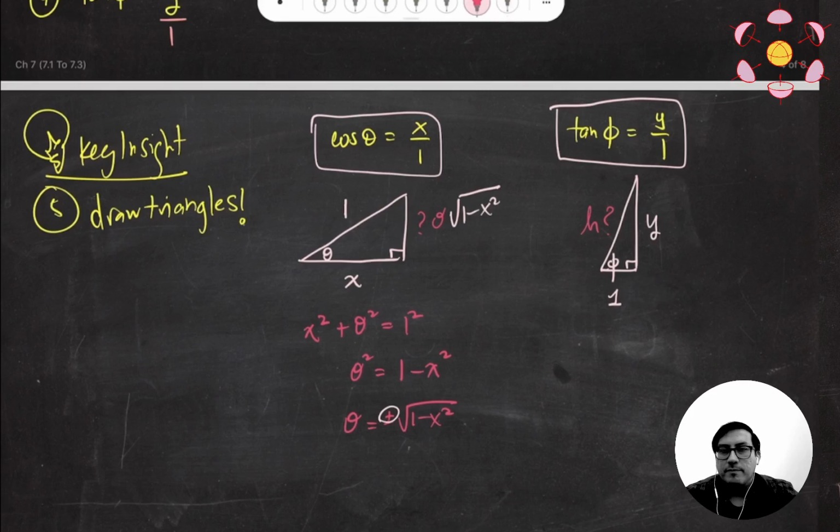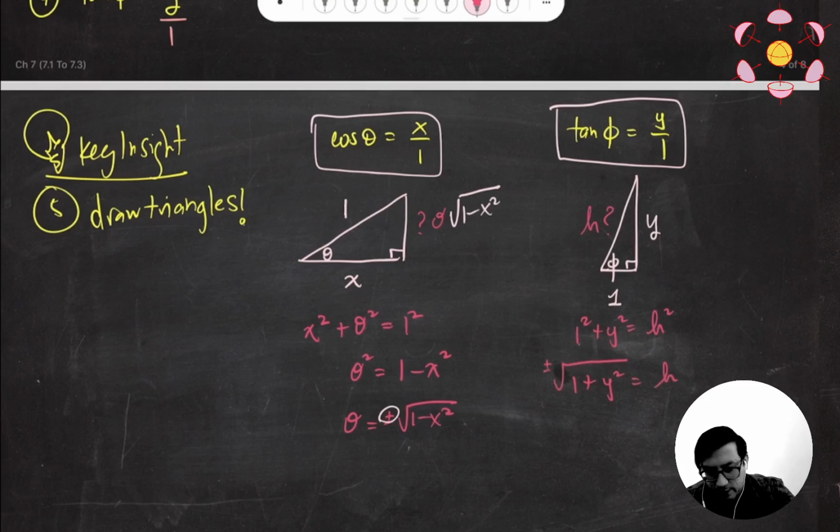We can do the same thing for the next problem. I'm going to go a little quicker and maybe not explain it, but using the Pythagorean theorem, we have 1 squared plus y squared equals h squared. Since we're solving for h, we can write this as h equals plus or minus the square root of 1 plus y squared. Same thinking: pick the positive. Now we know that our h is the square root of 1 plus y squared. So we've got all of our sides of our triangles.